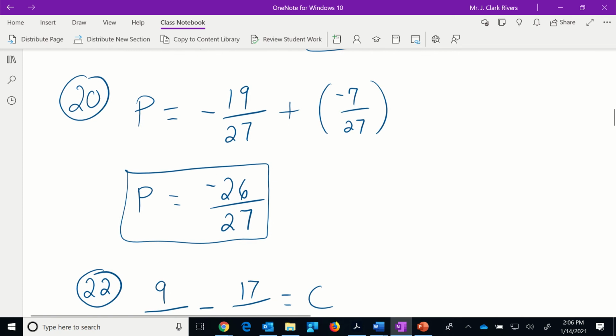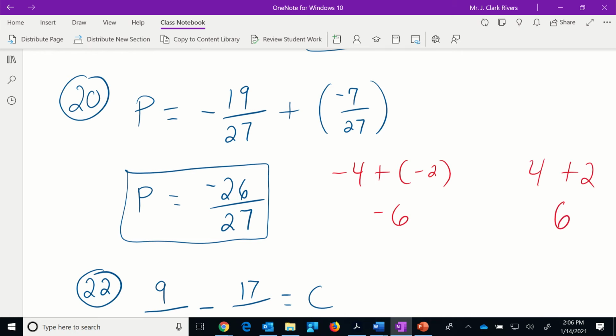All right. Number 20, we have a negative number plus a negative number. So if I gave you -4 plus -2, that's equal to -6. Well, that's similar to 4 plus 2, right? 4 plus 2 is 6. -4 plus -2 is -6. It's the exact same thing, but the sign is the opposite. So when I look at -4 plus -2, I think of 4 plus 2, but then I make the sign the opposite. So the same thing here.